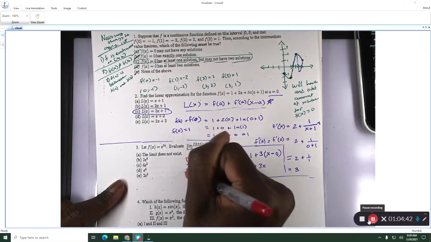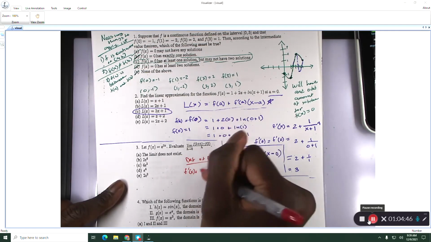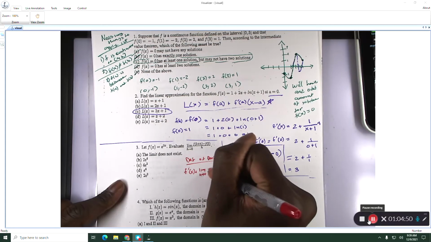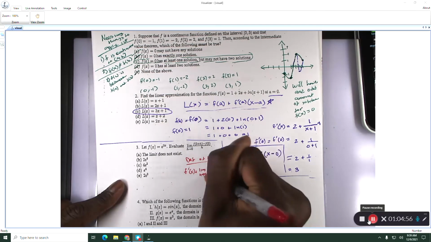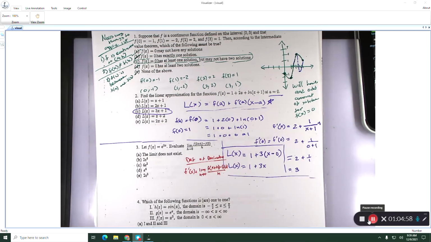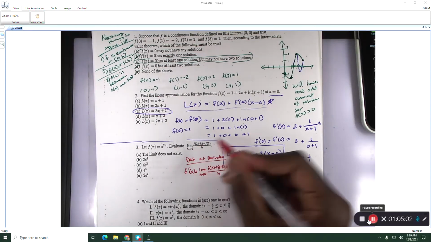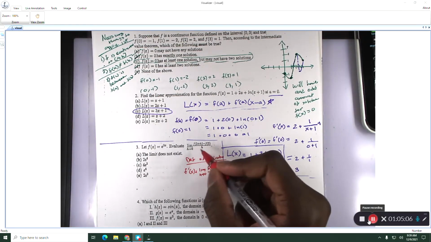So f prime of x is equal to the limit as h approaches 0 of f of x plus h minus f of x, all over h. Okay, that's what we're looking at over here.